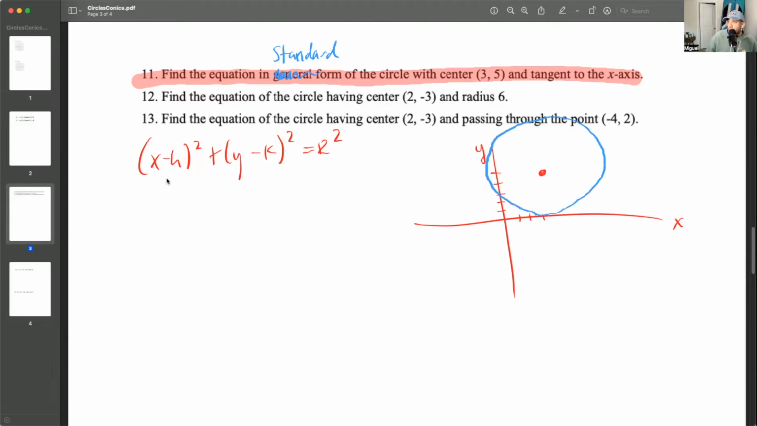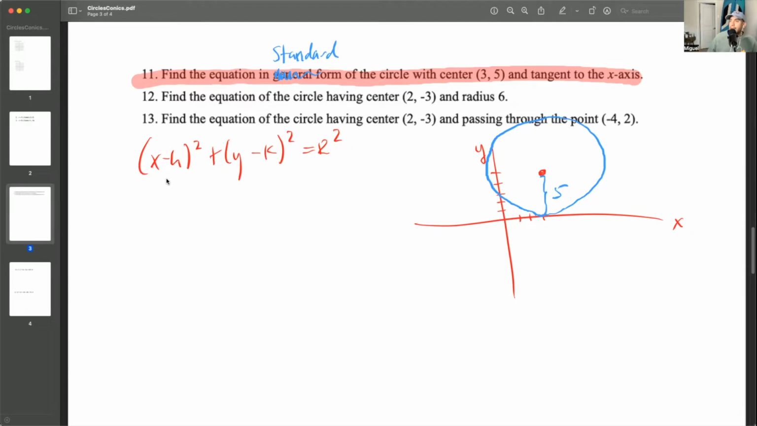And you can visualize right away that the center, because it was (3, 5), we can already tell that the radius, because the distance from the center to the x-axis is just going to be 5 units. And that is, in fact, our radius.